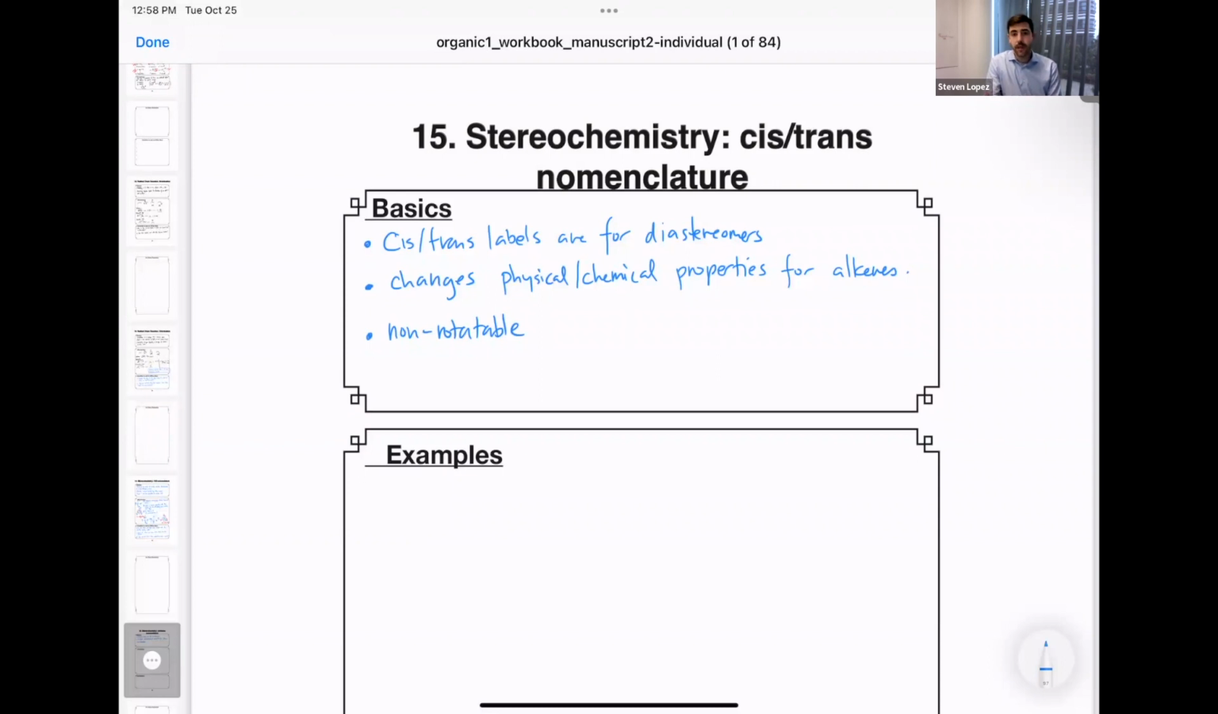So cis and trans labels correspond to the diastereomers between a cis and a trans stereoisomeric pair. Whether a molecule is cis or trans changes its physical and chemical properties.